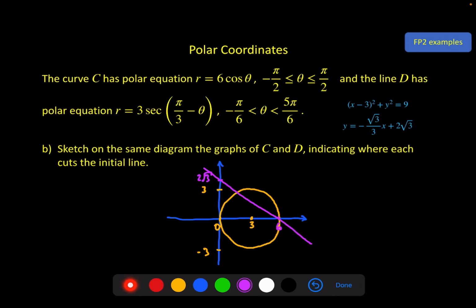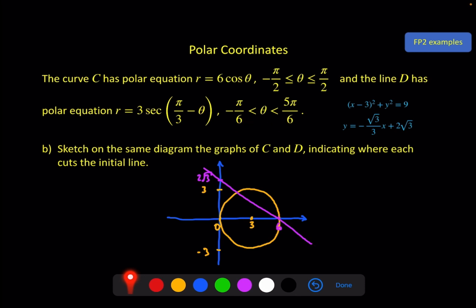Now the limits I had in the question, for the curve C, we had the angle had to be between minus pi by 2 and pi by 2. So from the initial line, minus pi by 2 is clockwise down to here, and pi by 2 is here. So it's on the right-hand side of the y-axis, but it's all on that side anyway. So I don't need to limit my circle. The line goes from minus pi by 6, which is somewhere down there, to 5 pi by 6, which is somewhere over here. And somewhere down here there might be a point at which the line stops because of this limit, but I'm not going to worry about that.